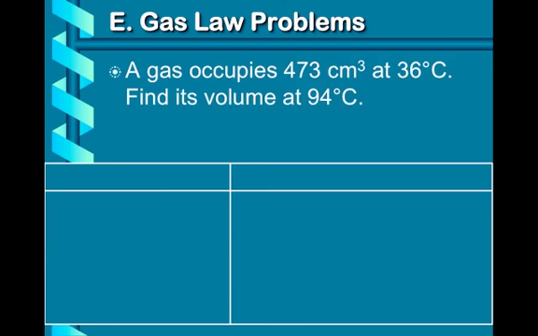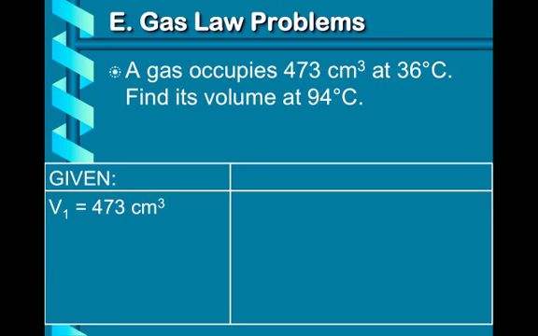Alright, second problem. A gas occupies 473 cubic centimeters at 36 degrees Celsius. Find its volume at 94 degrees Celsius. Alright, so let's look at what we're given. We're given the first volume of 473 cubic centimeters. You should remember that cubic centimeters is a volume measurement. Remember, volume is length times width times height.